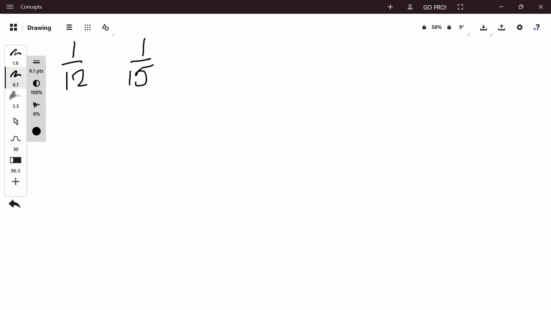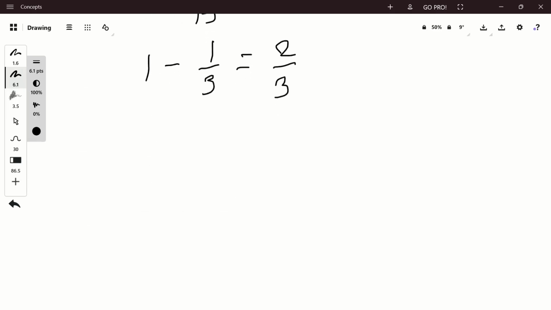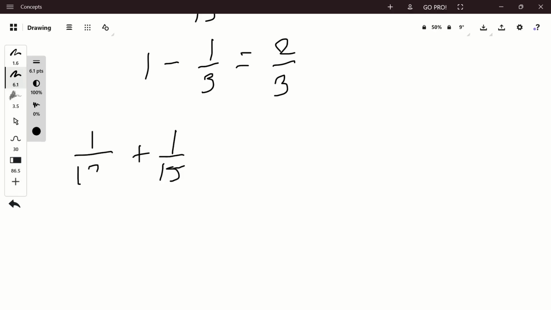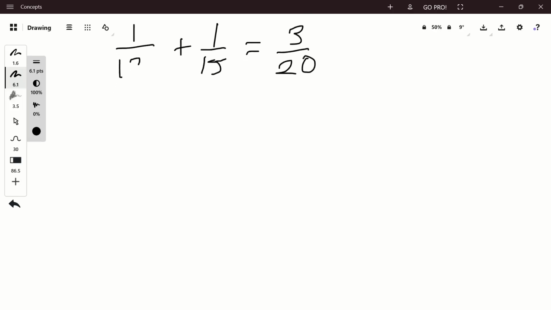Work done by B in the last 5 days is equal to 5 into 1 by 15, which is equal to 1 by 3 of the work. The remaining work done by A and B together is equal to 1 minus 1 by 3, which is equal to 2 by 3 of the work. The combined work rate is 1 upon 12 plus 1 upon 15, which is equal to 3 by 20 of the work per day.